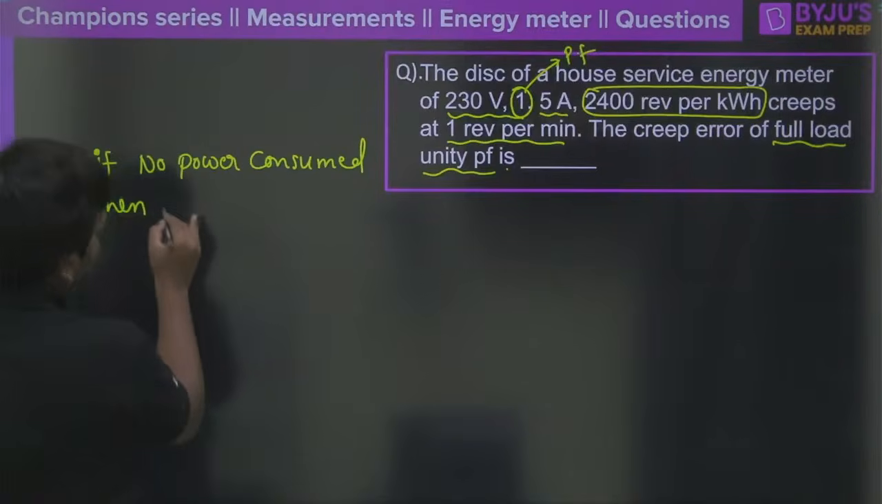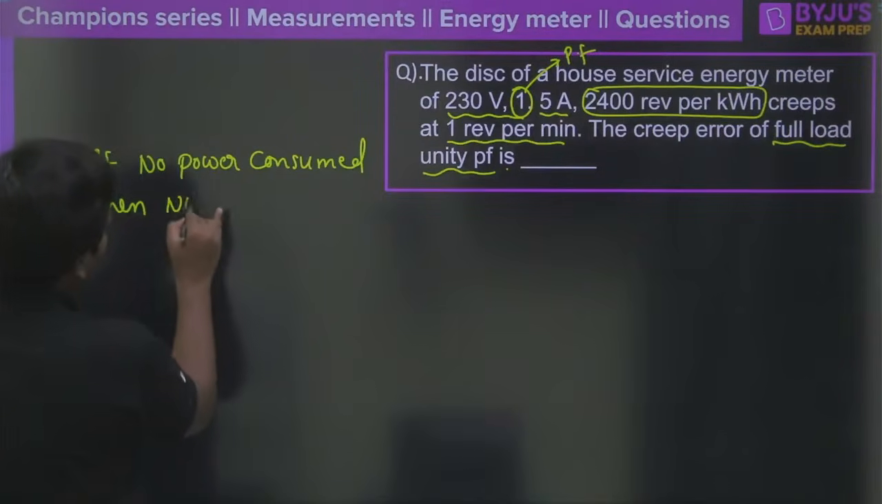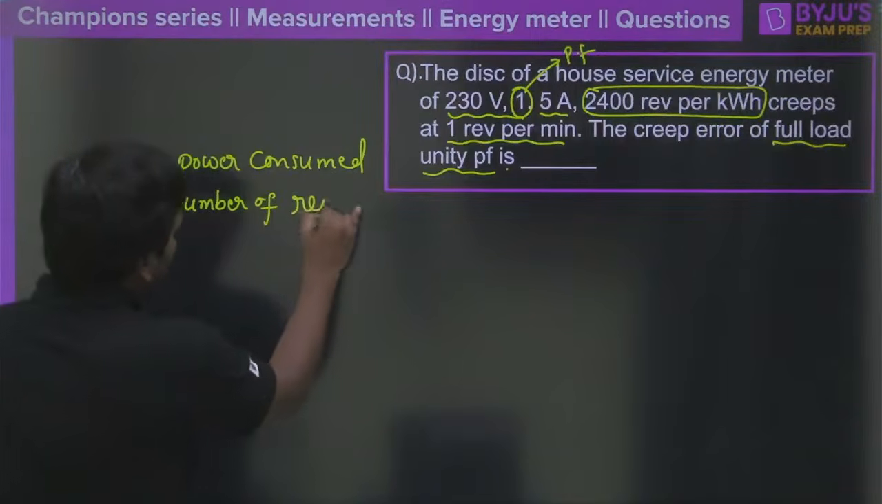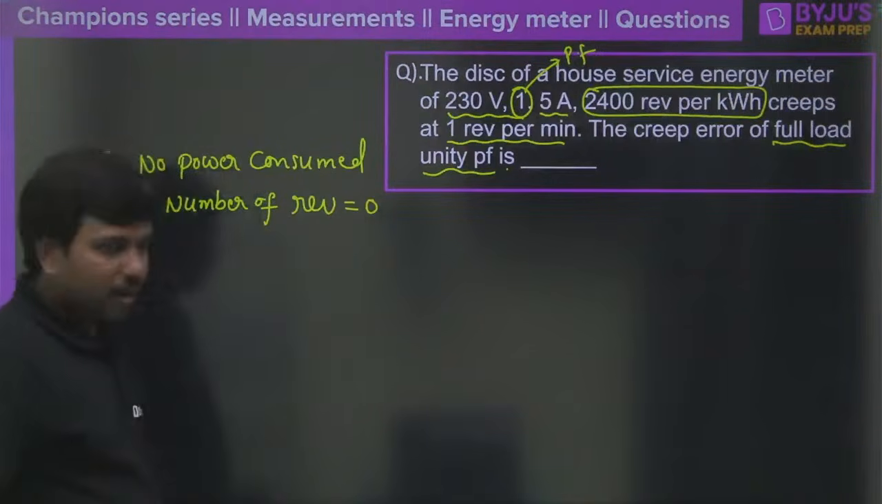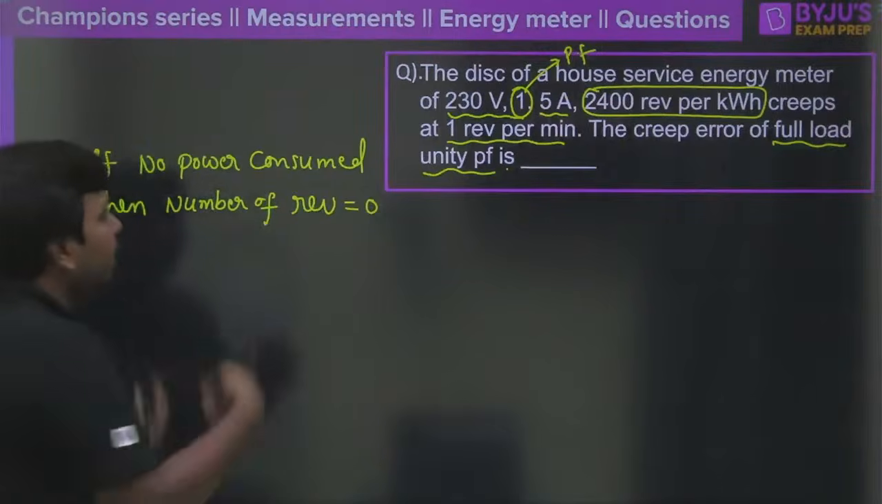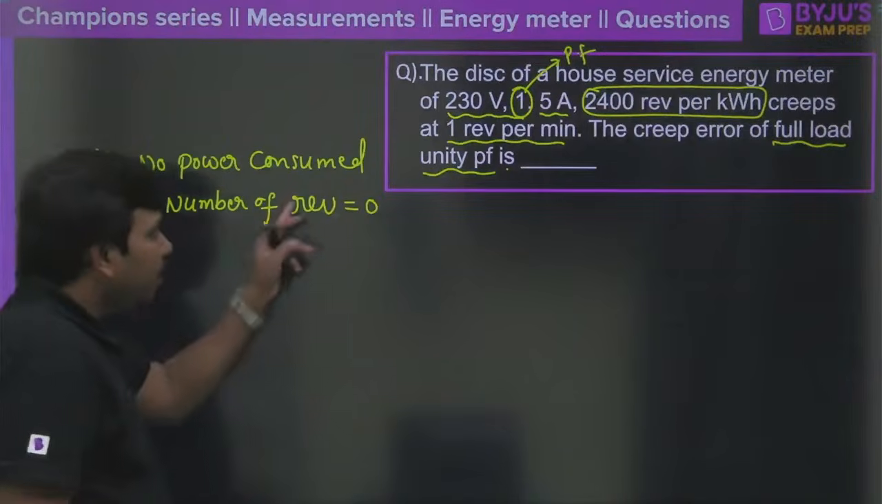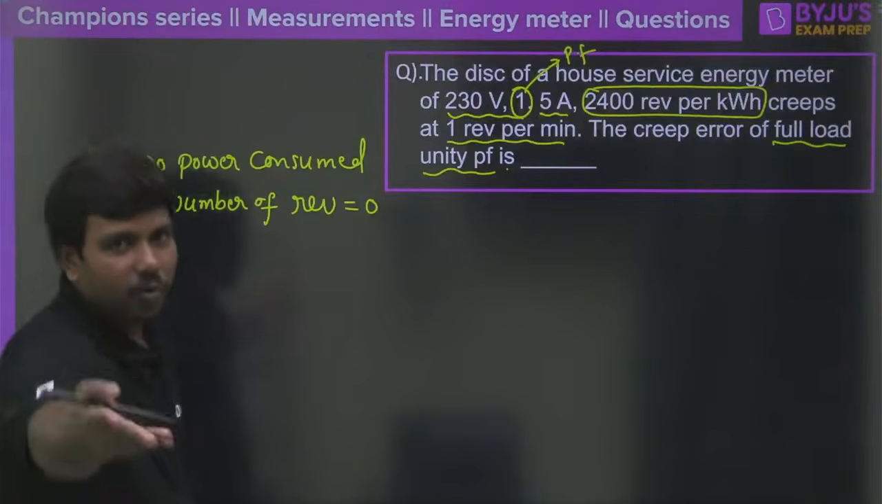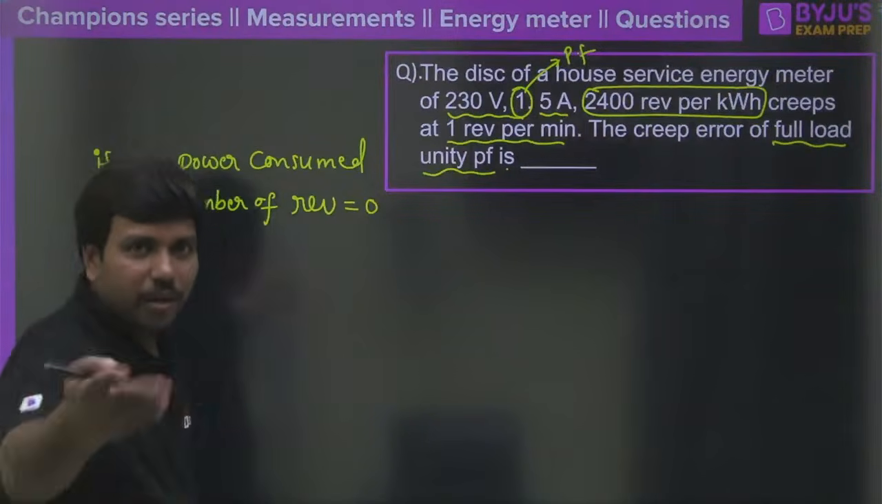Then the number of revolutions must be equal to 0, correct? So suppose there is no power consumed, but if the number of revolutions is equal to 5, then the error will be the power related to those 5 revolutions.